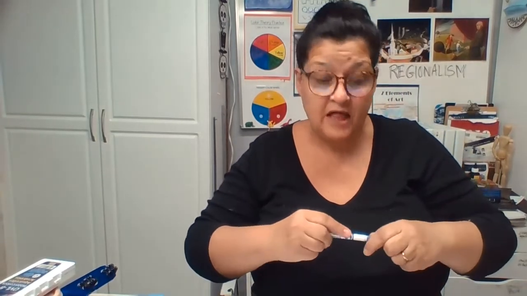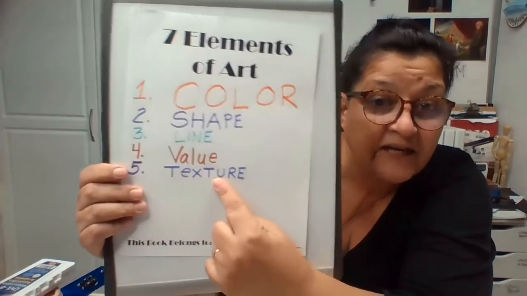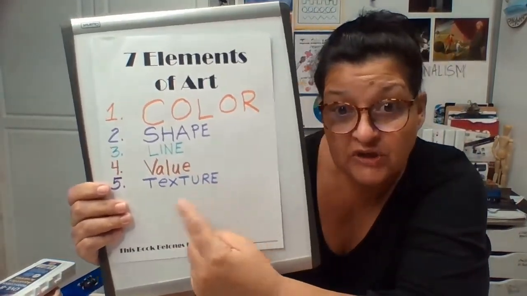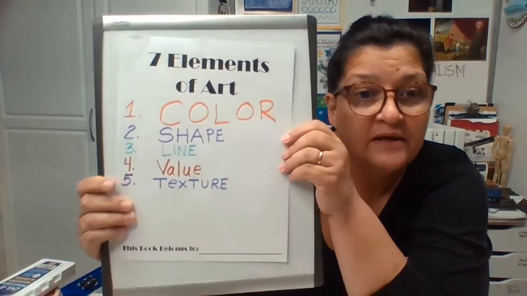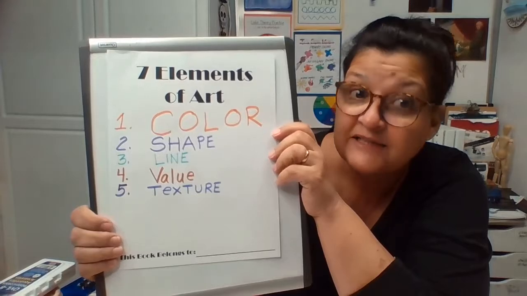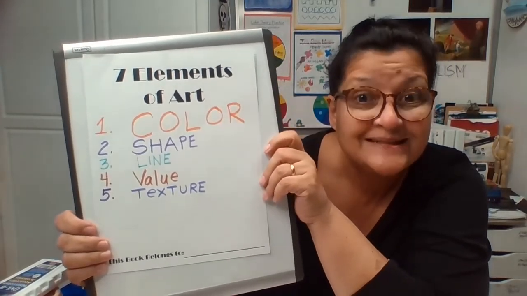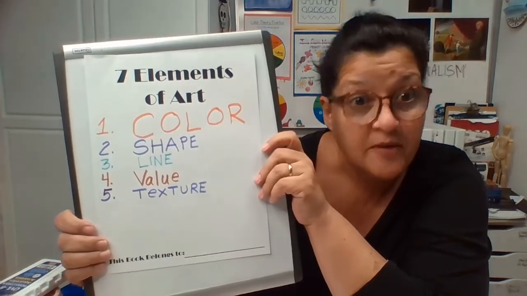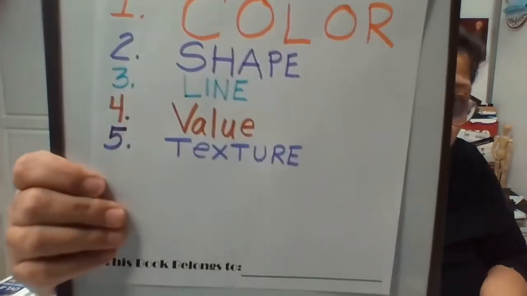Number 5 on my list of elements is texture. Texture. T-E-X-T-U-R-E. Texture. That's the 5th one. We have 2 more elements of art to make 7 elements of art. The building blocks of art making. Texture.